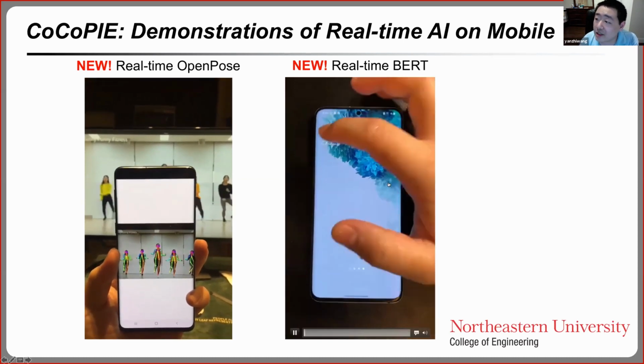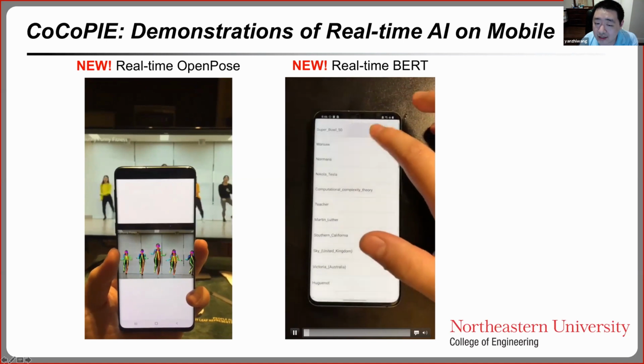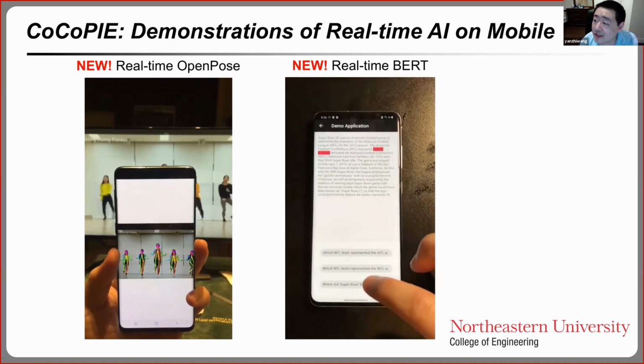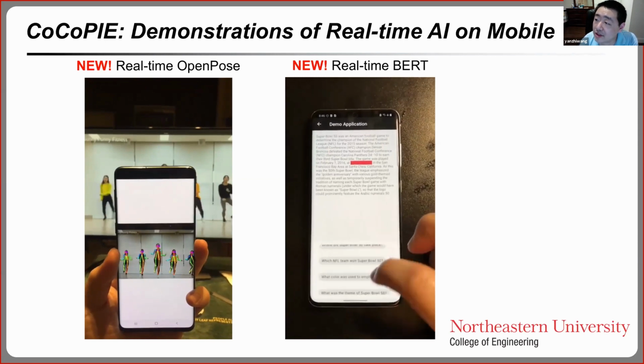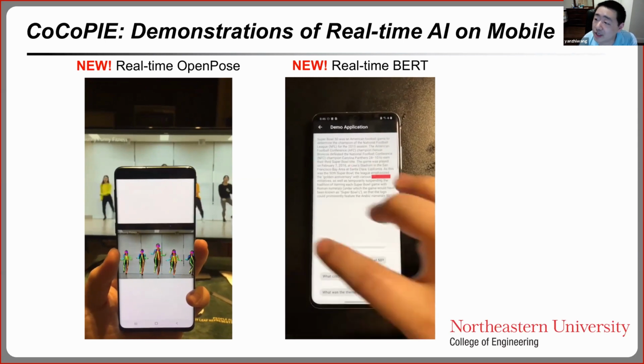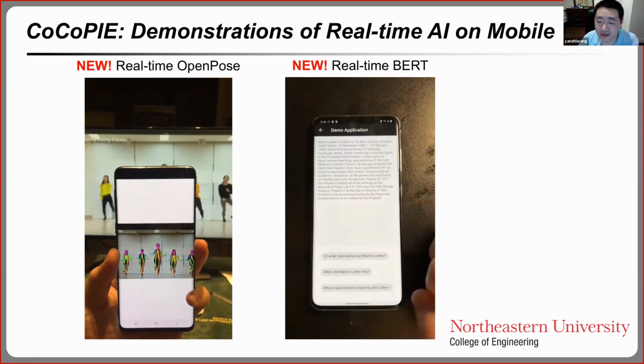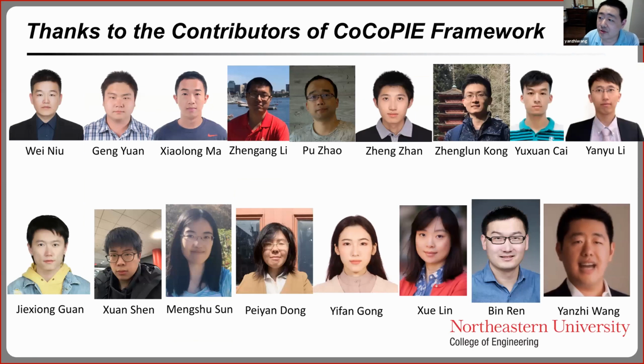Another one is real-time BERT. As we can see, this is question answering, and the BERT can immediately find the solutions just using this phone. So as we said, BERT is nothing for a smartphone, 45 milliseconds. Thanks to the contributors, as we can see from the CoCoPIE framework. And this is also another smartphone real-time one, that is animation. That is also real-time on a smartphone.